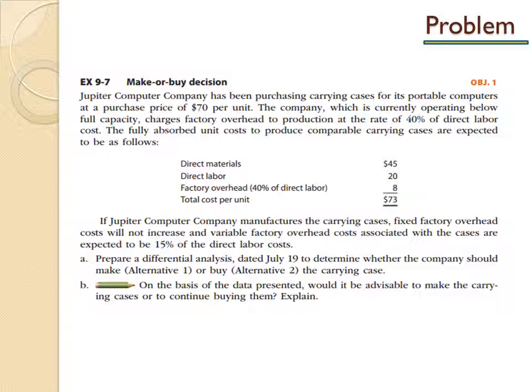If Jupiter Computer Company manufactures the carrying cases, fixed factory overhead costs will not increase, and variable factory overhead costs associated with the cases are expected to be 15% of the direct labor cost. So, our task is to prepare again a differential analysis dated July 19 to determine whether the company should make or buy the carrying case. And another requirement is, on the basis of the data presented, would it be advisable to make the carrying cases or to continue buying them? And we will explain that.